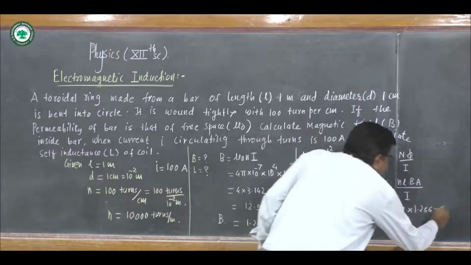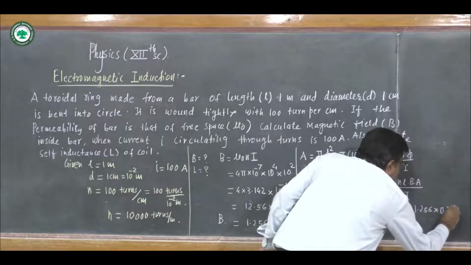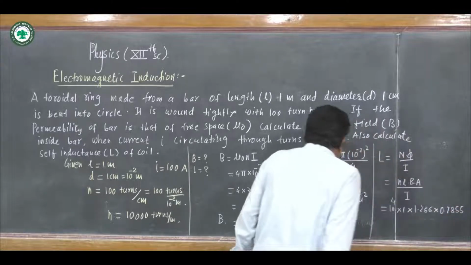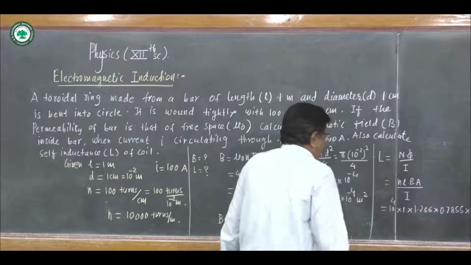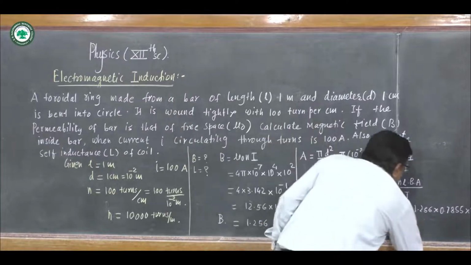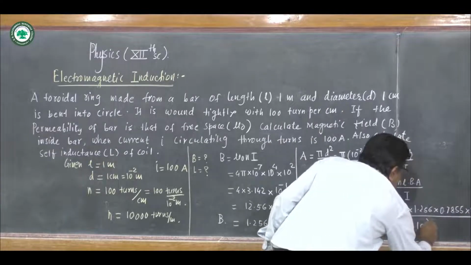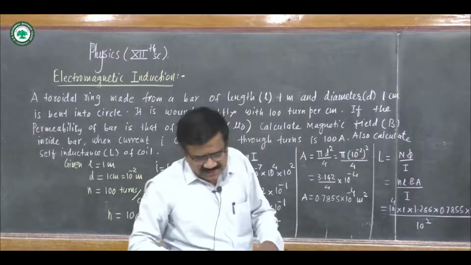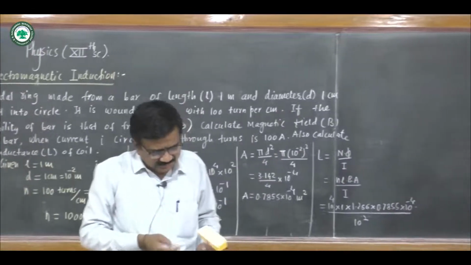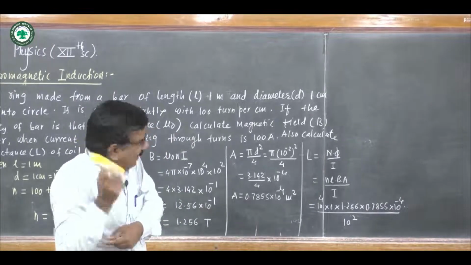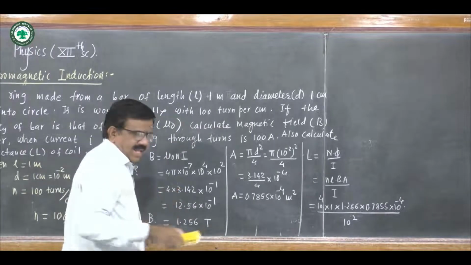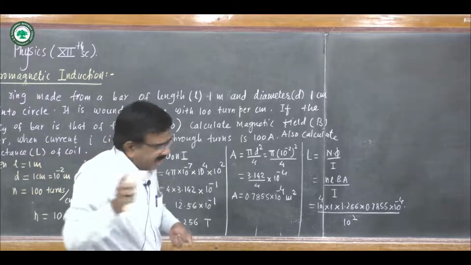Area is 0.7855 multiplied by 10 raised to minus 4, divided by I, that is 100, which means it is 10 raised to 2. By solving this, we get the total answer.